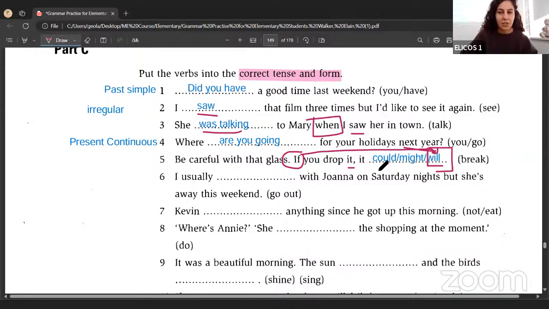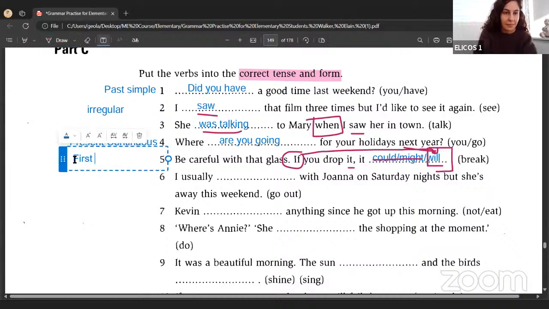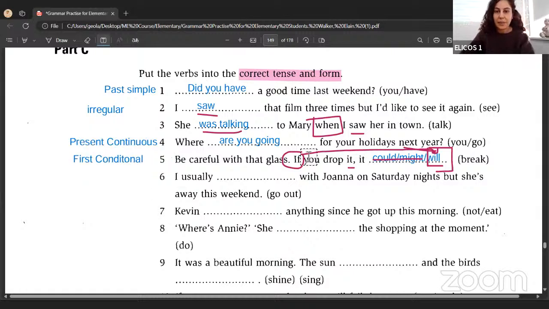Now, second and third conditional are different rules, which we'll learn later in the next level. It could have been, if you drop it, it could break. It might break. It will break. So you could have these other answers. But for this level, we learnt the first conditional. So if you look at your rules again, if you're not sure, first conditional, if, and then it had will. If this first action happens, then another action will happen.